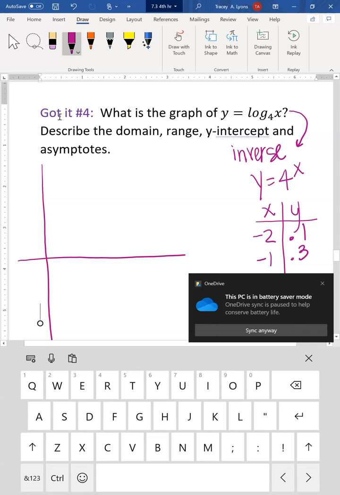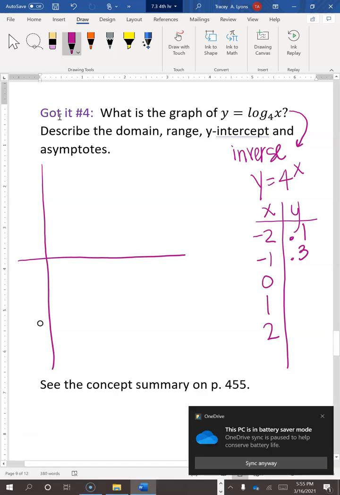I think my battery is going dead now. Perfect. I'm going to pause for a second.